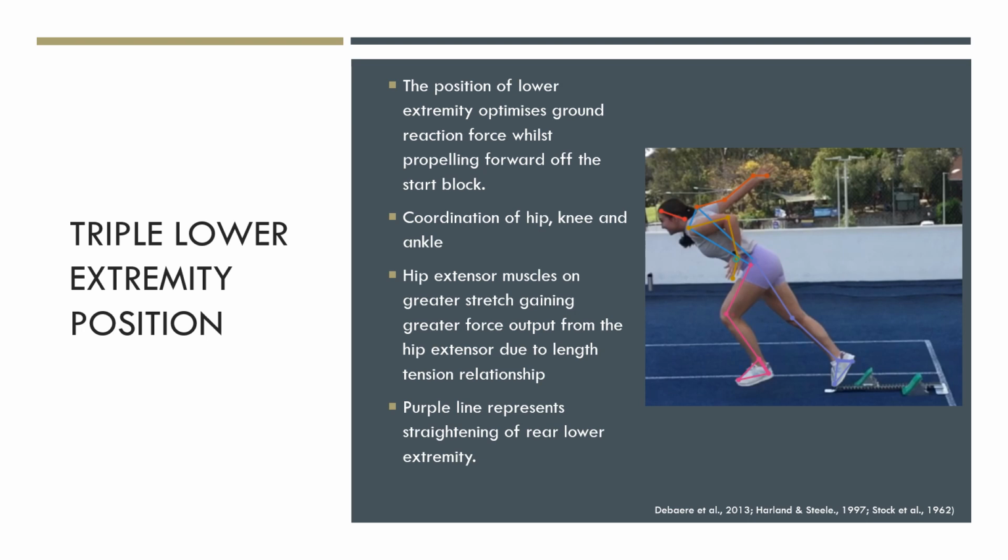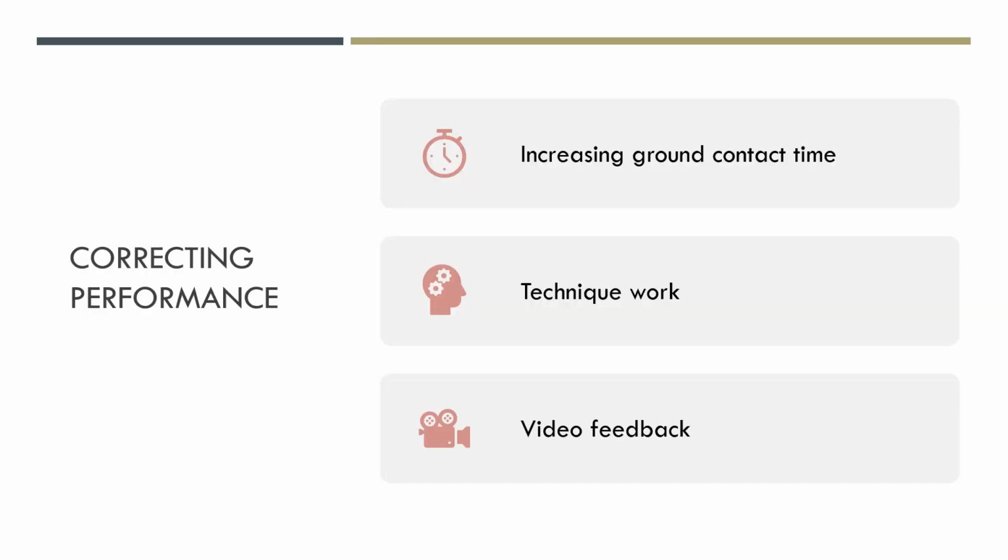Identifying the faults of this skill includes the limited ground contact time. This can therefore be increased by technique work. The participant can focus on the technique with proper mechanics in the push-off phase. With the use of video feedback and consistency, the triple lower extremity positioning can be corrected. This increases the linear ground reaction forces, contributing to the increase of momentum and overall improvement in the sprint performance, achieving a maximal horizontal force.